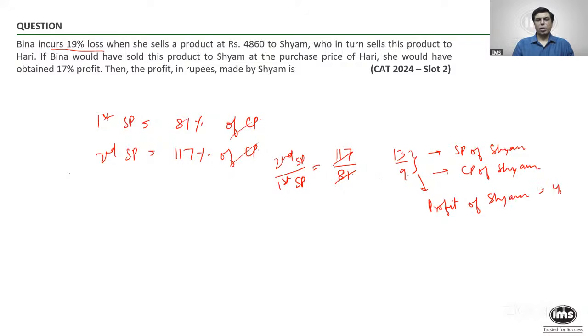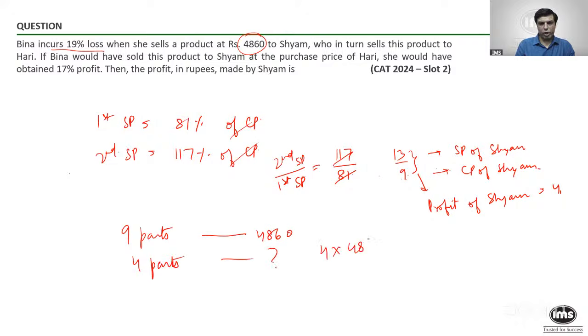Right? What to do next? Just use cross multiplication. 9 parts value is already known. Cost price of Sham is already known to us. So 9 parts value is 4,860. 4 parts value, which is his profit, is how much? 4 into 4,860 upon 9. Faster way of solving. What have we used? We've used ratios here. Okay.